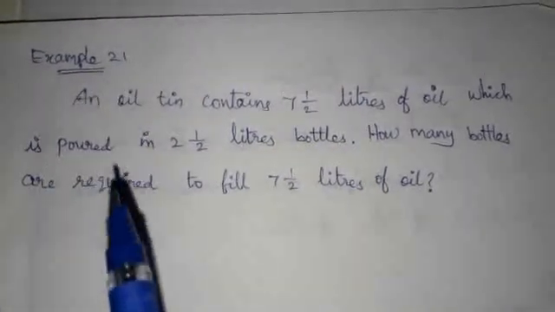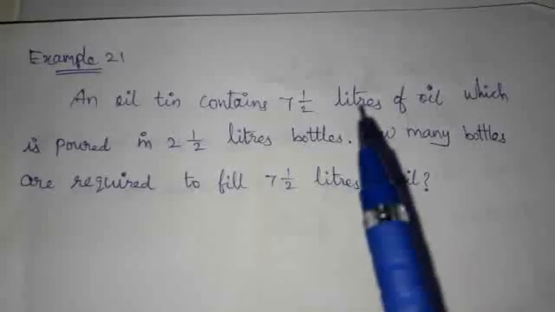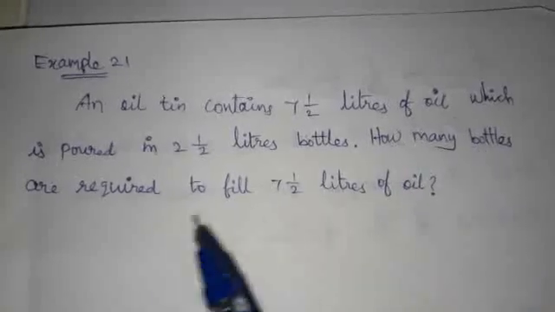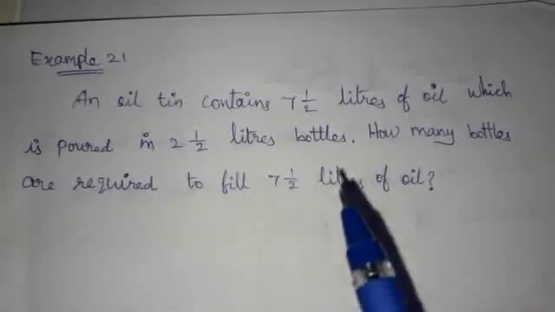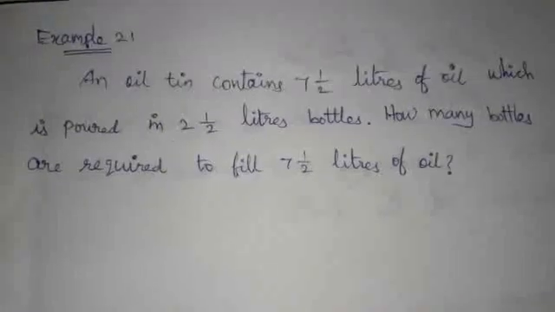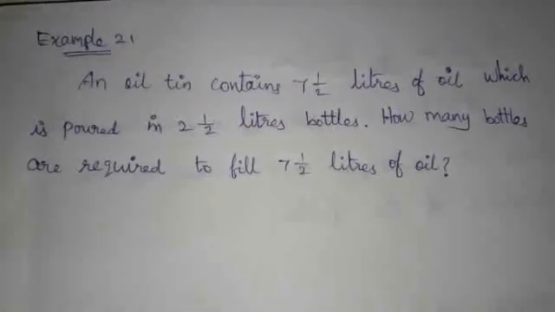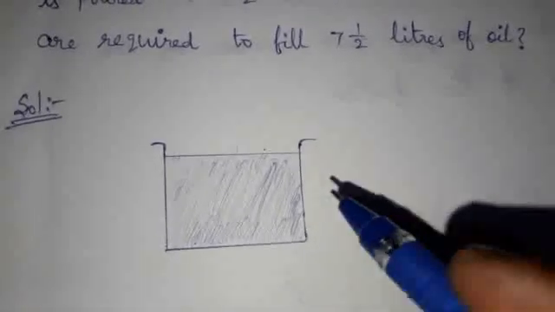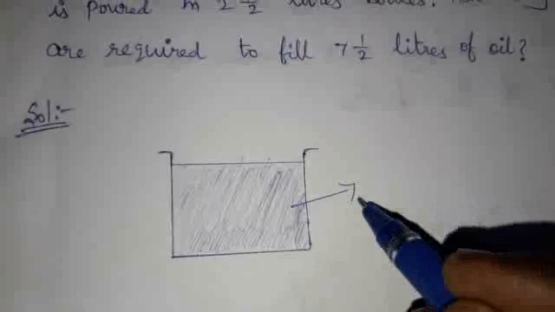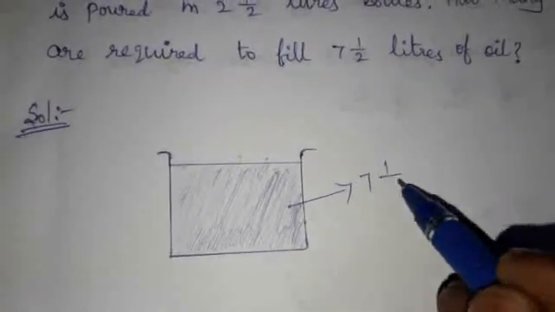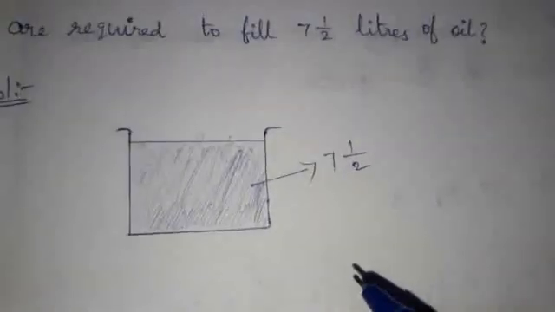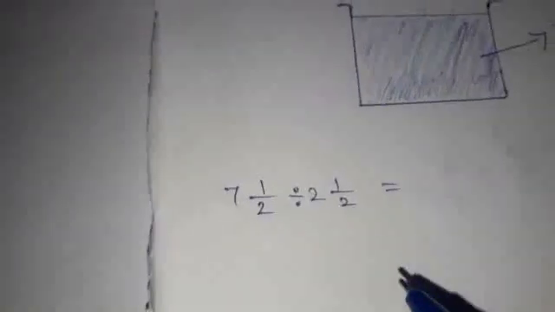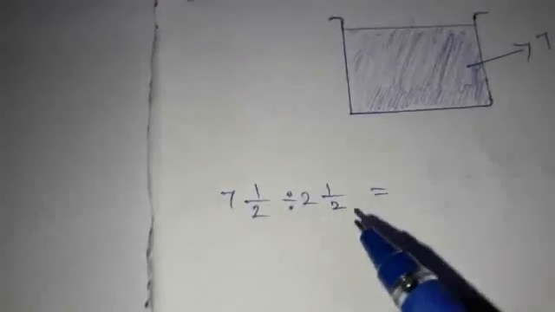Next, example 21. An oil tin contains 7.5 liters of oil which is poured into 2.5 liter bottles. How many bottles are required to fill 7.5 liters of oil? Listen carefully to answer this question. Let us consider this is a tin having 7.5 liters of oil. This tin contains 7.5 liters of oil. We are going to pour it into 2.5 liter bottles. We have to divide 7.5 by 2.5.